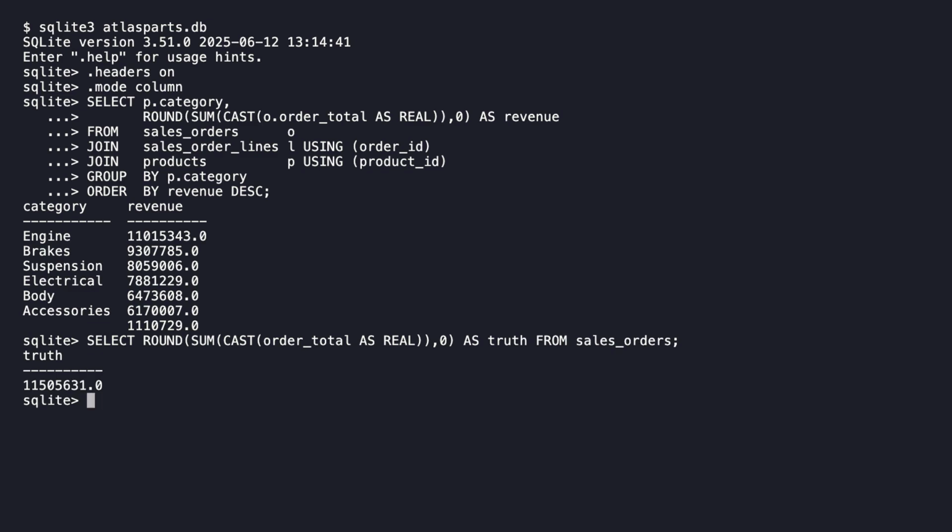Here's why. Sales orders has 2,200 rows. Sales order lines has 7,800. Joining orders to lines duplicates each order by its line count. Average 3.5 lines per order. SUM of order_total after that join counts every order 3.5 times.